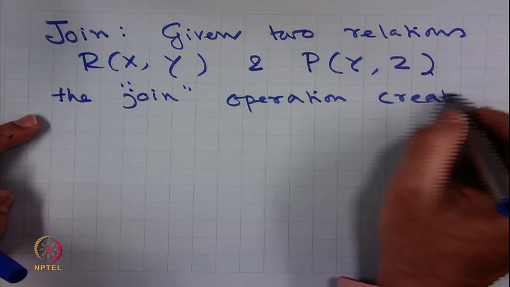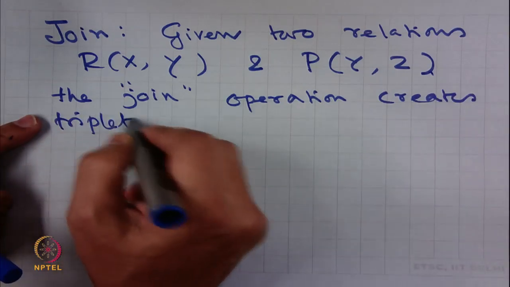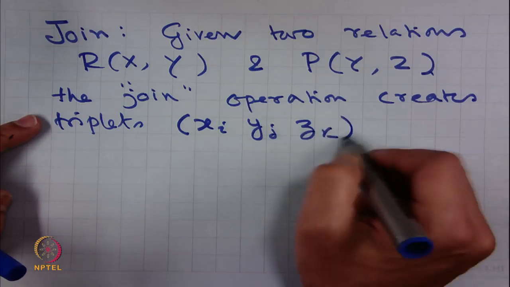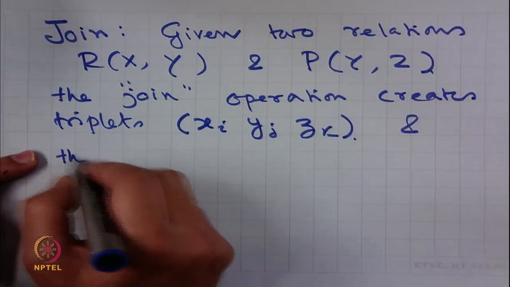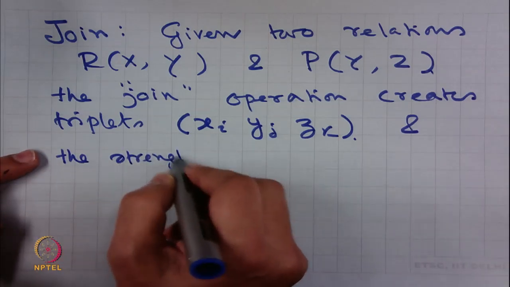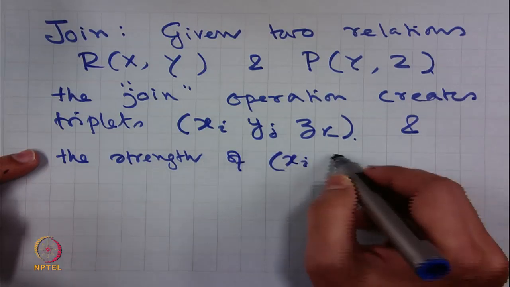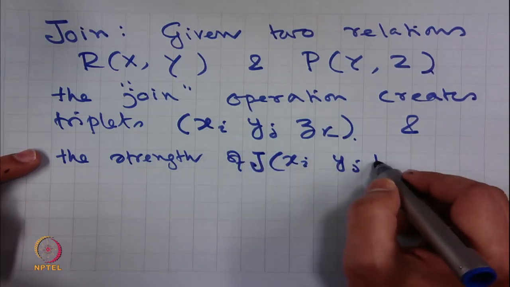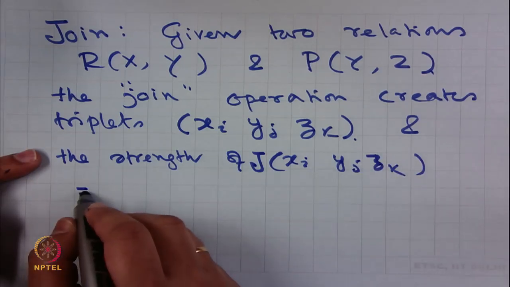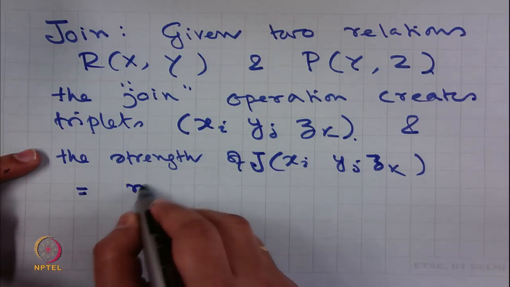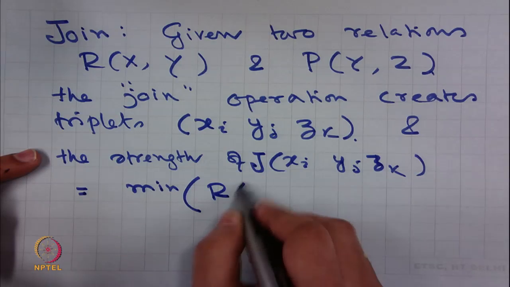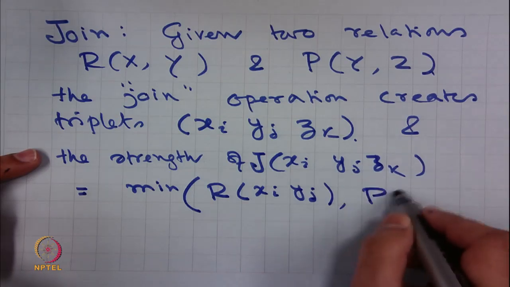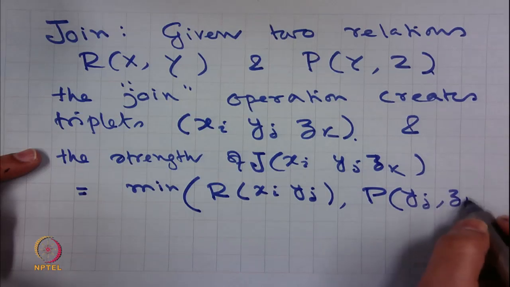creates triplets of the form x i, y j, z k, and the strength of x i, y j, z k is equal to the minimum of R x i y j and P y j z k.